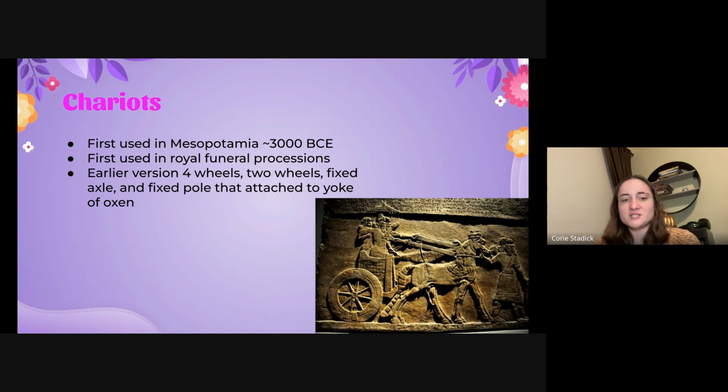The early version of the chariot included four wheels instead of two wheels. But over time, it went down just to two wheels, like you see here in this picture, with a fixed axle. So that means that both the wheels turn at the same time instead of having one wheel turn that way and one wheel turn that way, and then the whole thing falls over. And also a fixed pole that attached to the yoke of the oxen. So you can kind of see it in this picture. It's between the chariot and, well, in this picture, it's horses. But that would help stabilize the chariot with riding and help control whatever animal is pulling it.